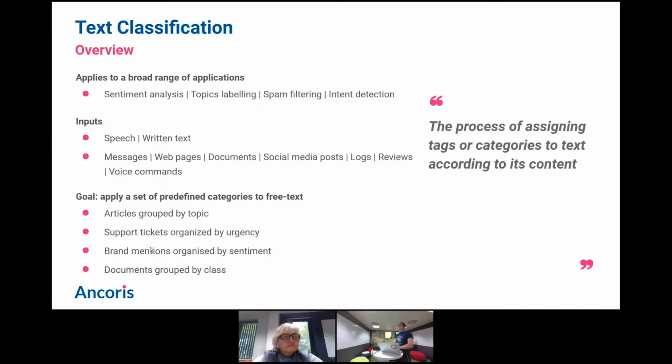It applies to lots of other different applications, so sentiment analysis, topic labeling, spam filtering, intent detection. And really, it's a process of assigning tags or categories to text according to its content. The inputs that you typically have, in our case, it was documents, but you can also have speech. Think about your Alexas at home, written text. There could be messages, web pages, documents, social media posts, could be logs, reviews, voice commands. There's a whole lot of different inputs that you can apply this to.